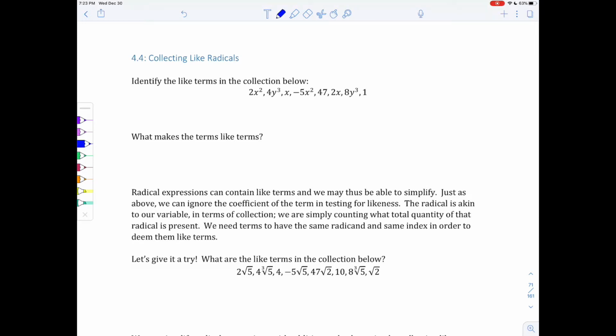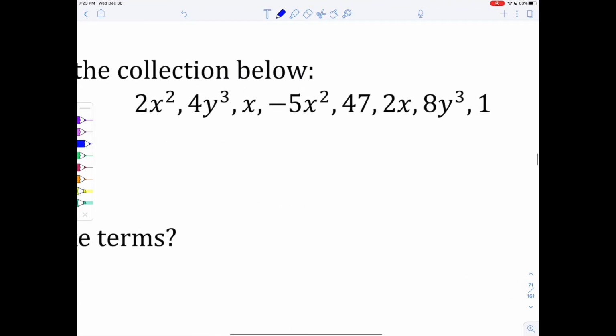Collecting like radicals. Neat. Speaking of like radicals, let's kick things off first by talking about like terms. Now, we've got just a list of terms below. Before I even start with anything, just tell me which ones are like. You don't have to say it out loud, but on your sheet of paper, write the ones that you think are like terms next to each other.